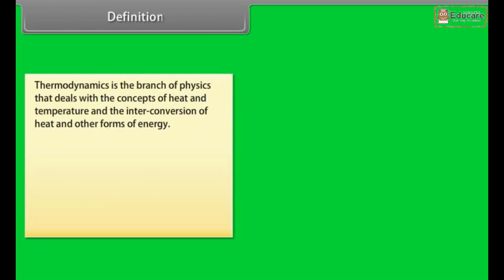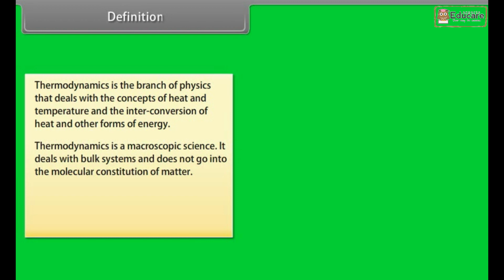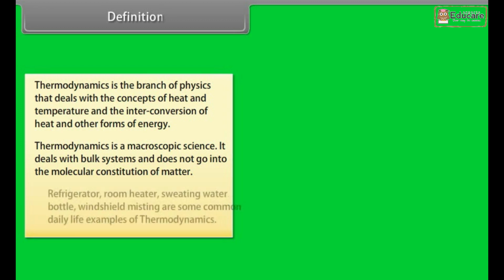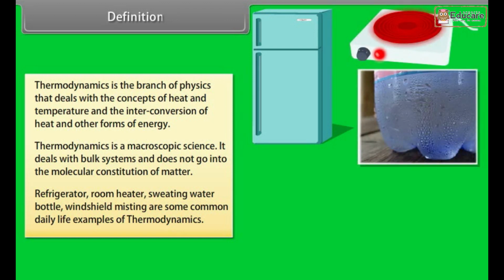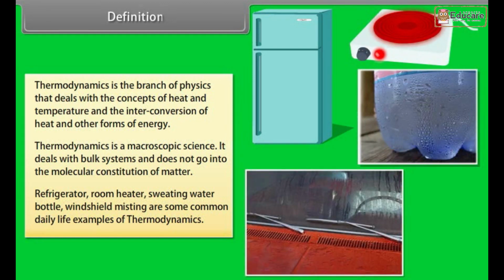Definition. Thermodynamics is a branch of physics which deals with the concepts of heat and temperature and the interconversion of heat and other forms of energy. Thermodynamics is a macroscopic science. It deals with the bulk systems and does not go into the molecular constitution of matter. Refrigerator, room heater, sweating water bottle, windshield misting are some common daily life examples of thermodynamics.